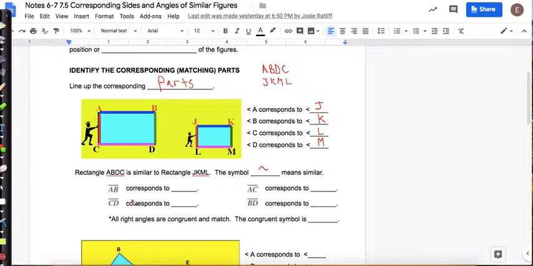Now, AB corresponds, so what side does AB match? Look at the blue here. It matches with JK. And we have to put the side symbol over the top. And then CD, the purple, goes with LM. And we can also look here as well. Notice they started with CD, so now I have to go LM. I can't go ML because they started with the C. So I've got to go with the letter that they start with in exactly the same order on the other figure. AC goes with JL.